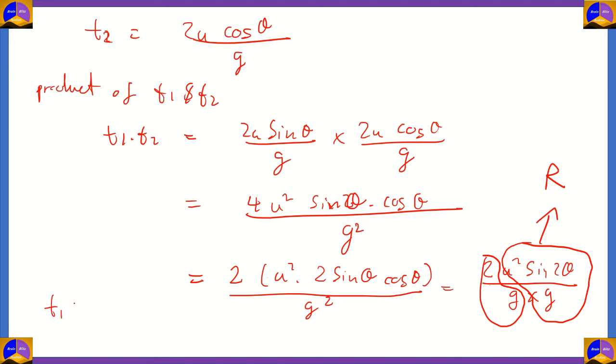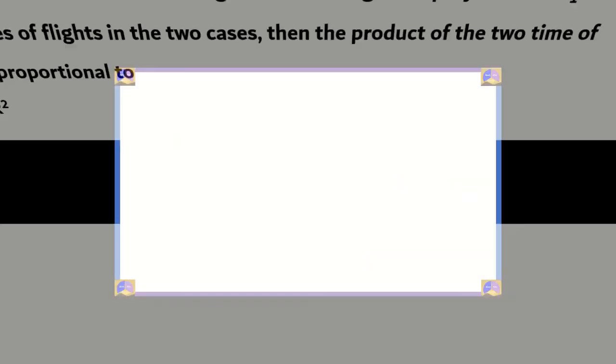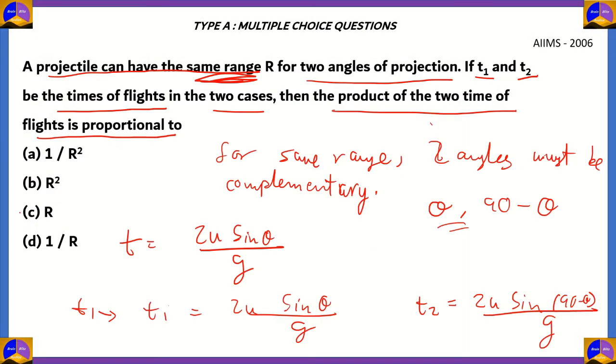So therefore t1 times t2 is equal to 2r divided by g. Therefore t1 t2 is proportional to the range. So the product of the two times of flight is proportional to option C, the horizontal range, to the power 1.